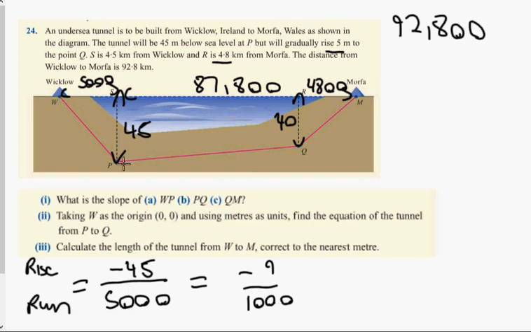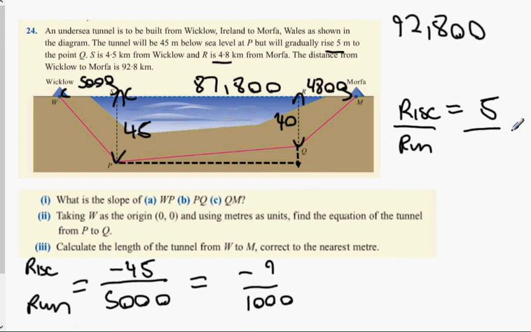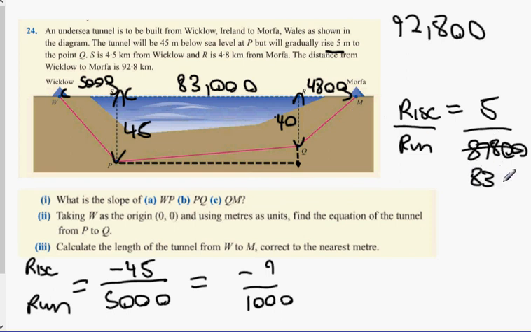So look, I have to calculate the slope of this one now. To calculate the slope of this one here, I go across and up. So what's rise over run this time? It rises up 5 metres and it runs across 87,800. Oh, sorry, guys, it's 87,800 to the very end, which means I have to take away 4,800 from that. That gives me 83,000. Good spot, Peter. Now the full thing is 87,800. So, 83,000, guys. So what is 5 over 83,000, anybody?